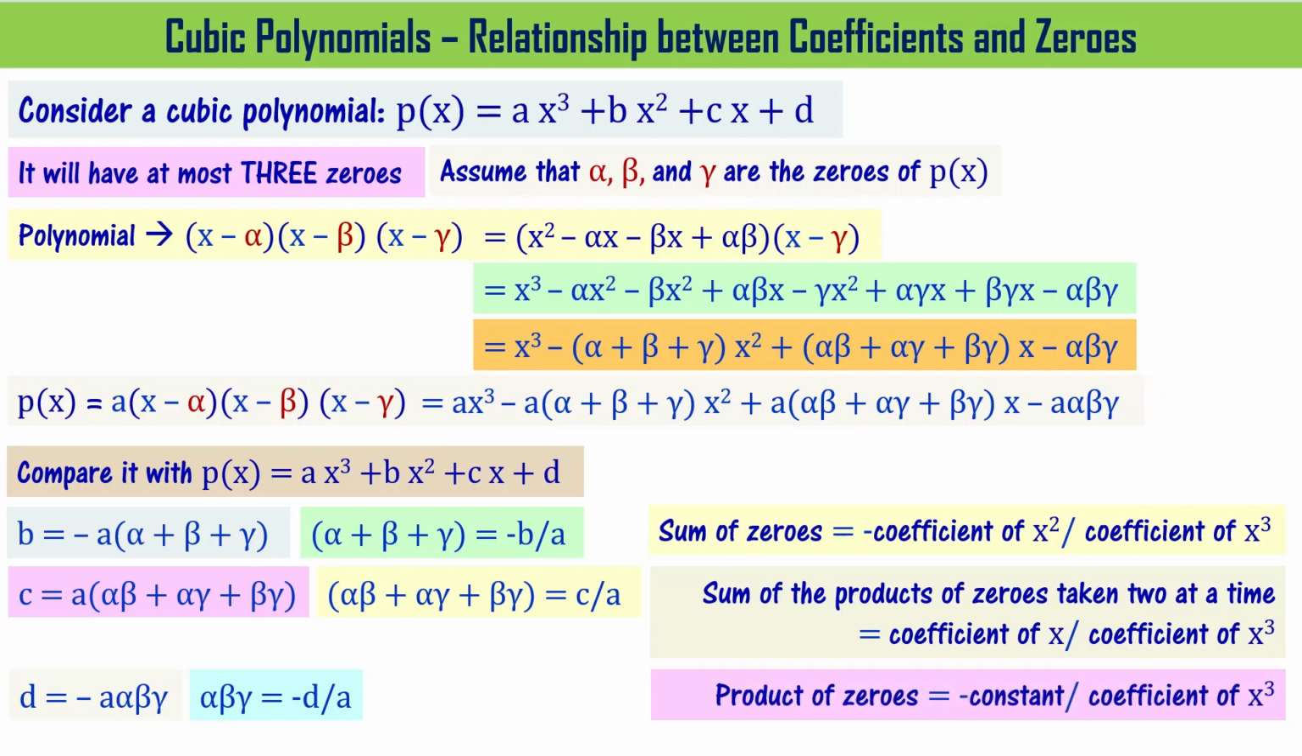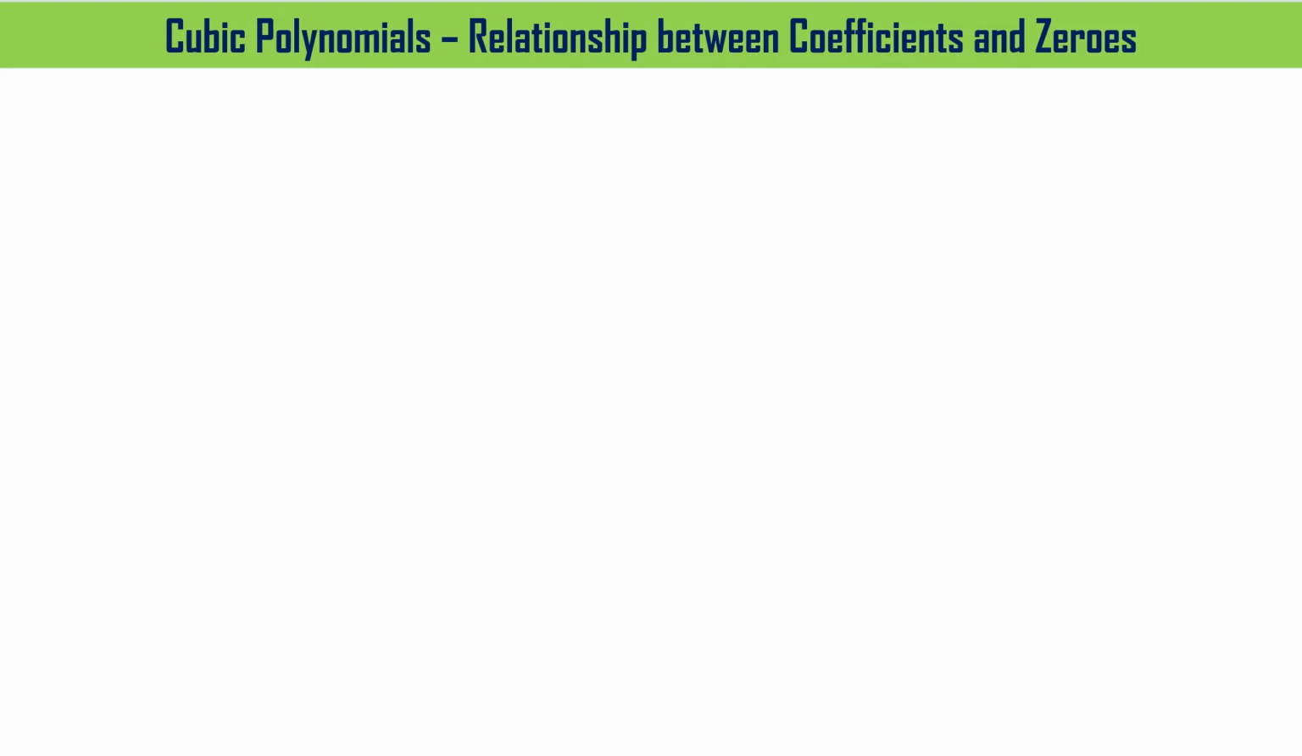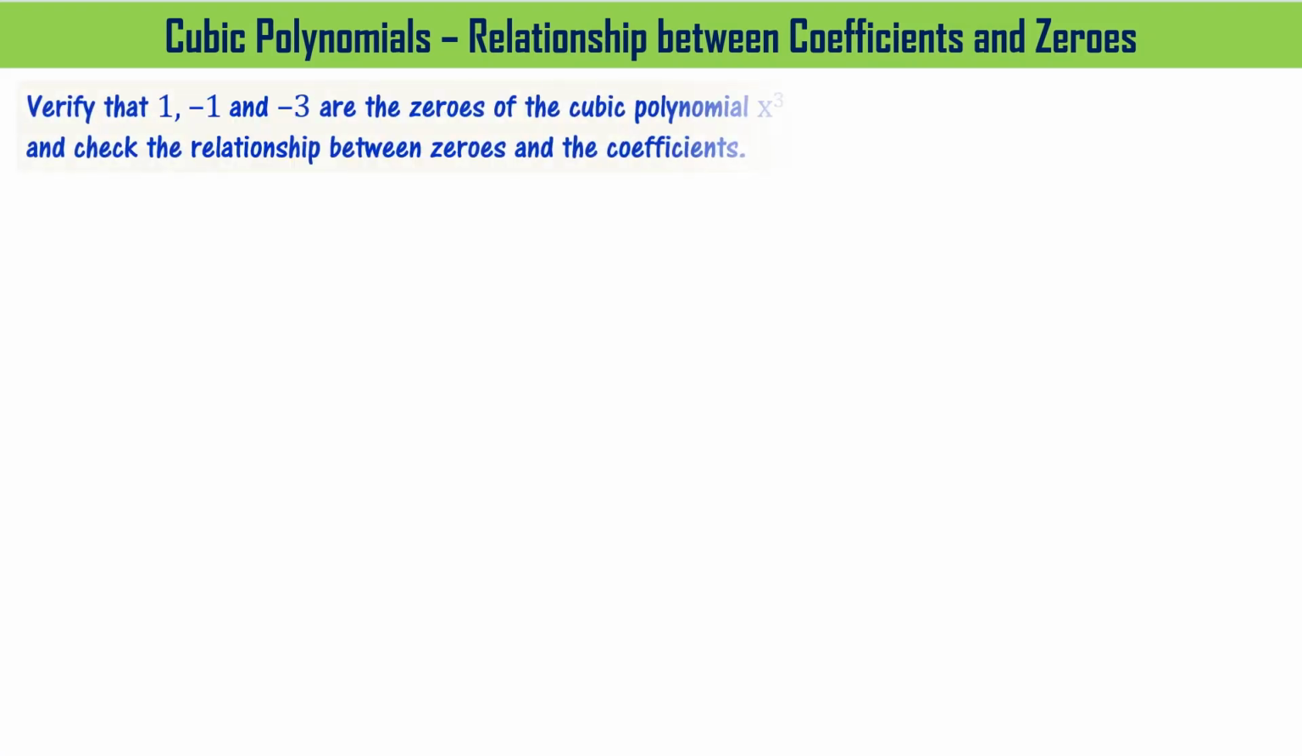This can be written as product of zeros equal to negative of constant divided by coefficient of x cube, right? These are the three formulas we are getting for cubic polynomial. The relation between the coefficients and zeros for cubic polynomial are these. Please take a note of this. We'll try to solve an application problem based on this.